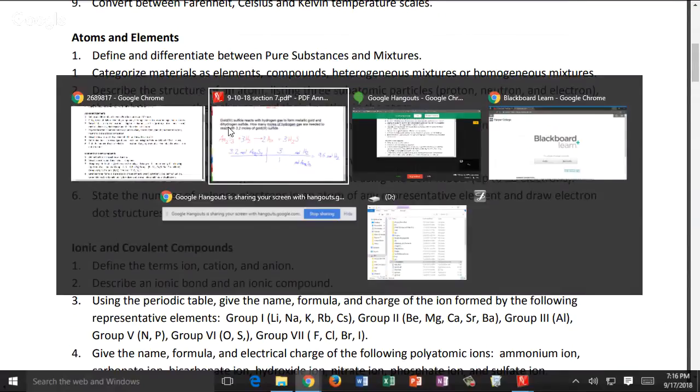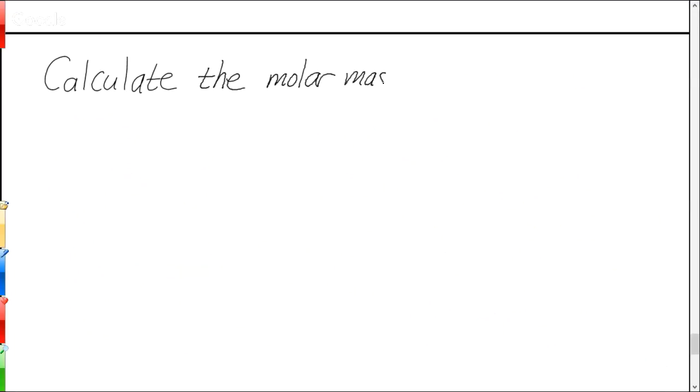The molar mass, sure. Let's try this. Calculate the molar mass of ammonium carbonate. Go for it. So try it out, and then we'll go through it together.